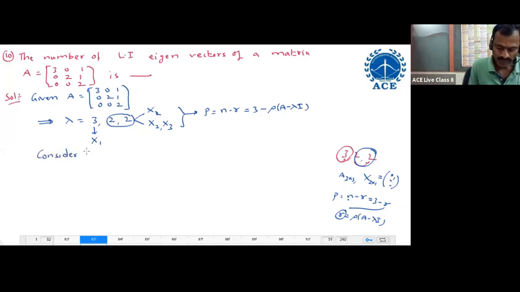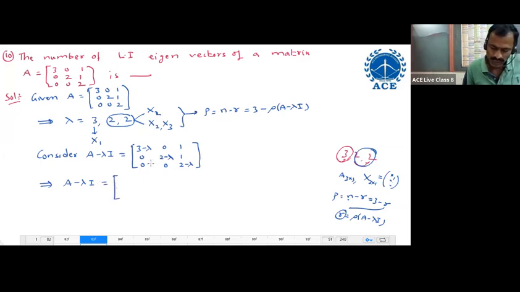So consider A minus lambda I equal to [3 minus lambda, 0, 1; 0, 2 minus lambda, 1; 0, 0, 2 minus lambda]. When you substitute lambda equal to 2, this matrix becomes [1 0 1; 0 0 1; 0 0 0], for lambda equal to 2.